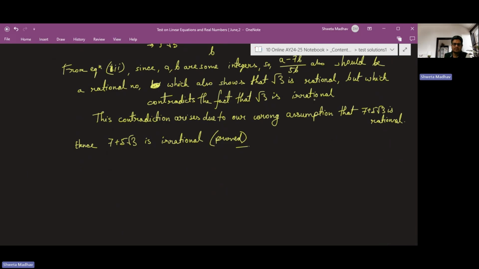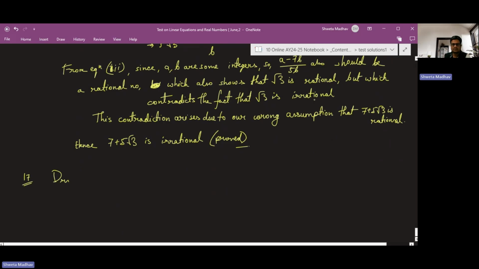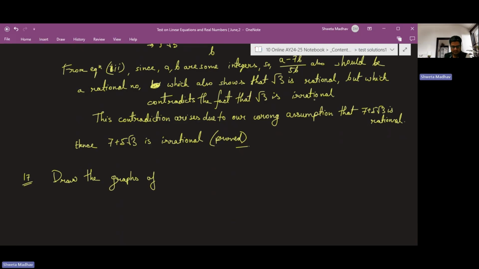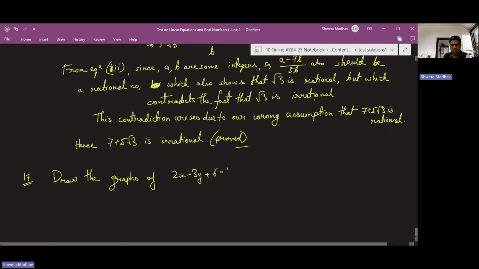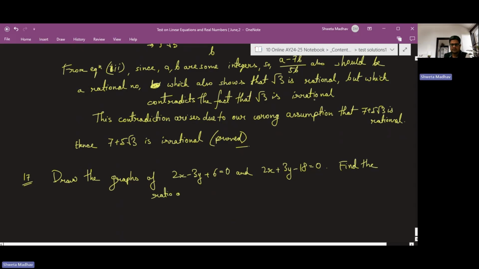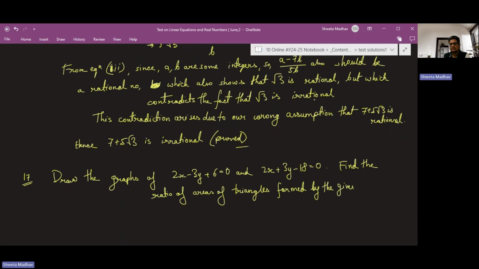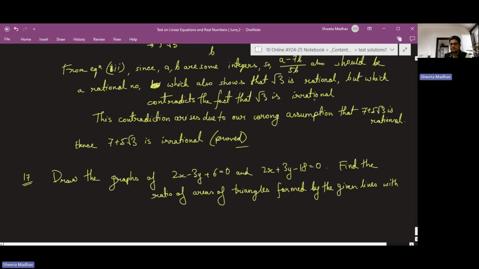Then the 17th one, it has been told to draw the graphs of 2x minus 3y plus 6 equal to 0 and 2x plus 3y minus 18 equal to 0, and then find the ratio of the areas of the triangles formed by the given lines with the x-axis and the y-axis.